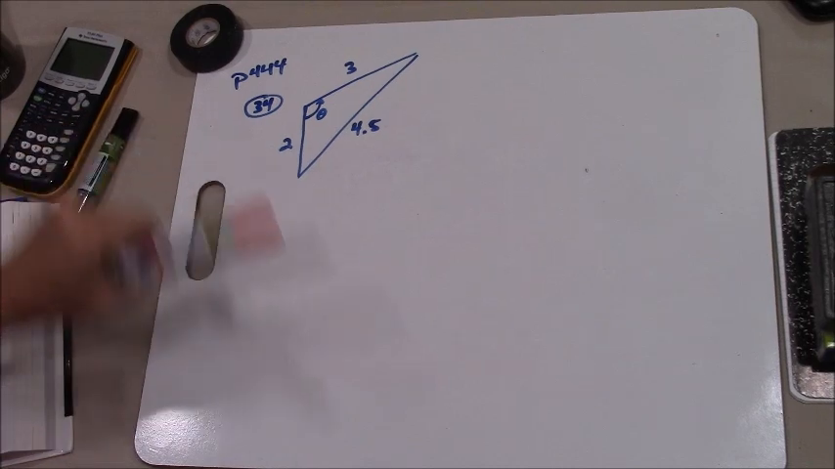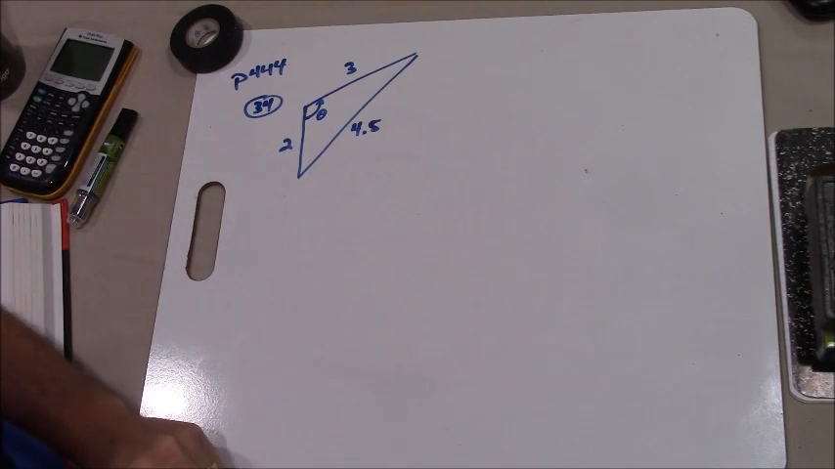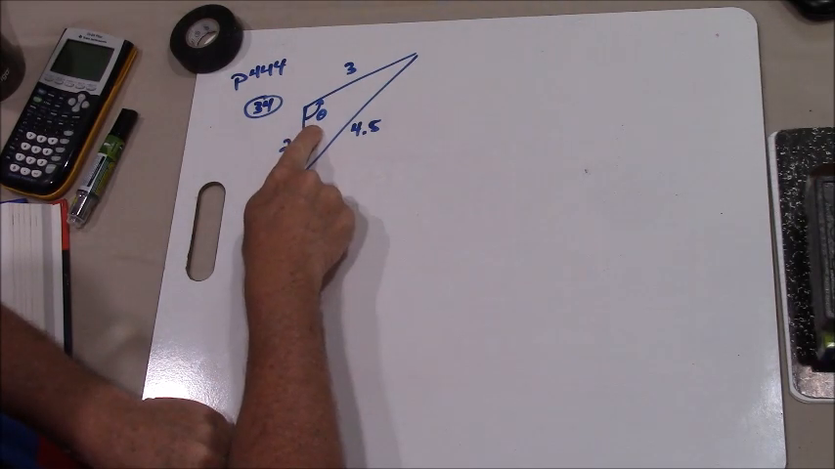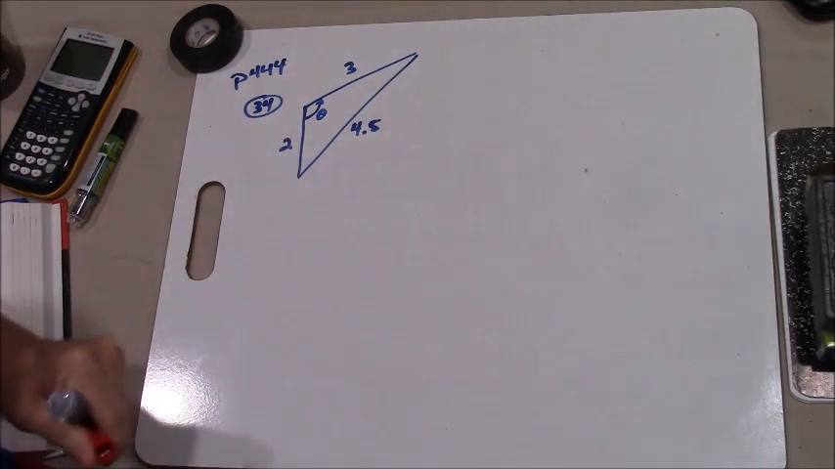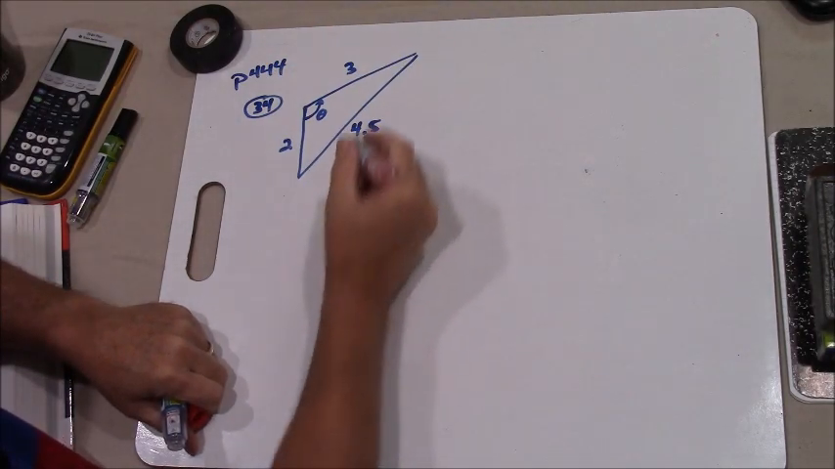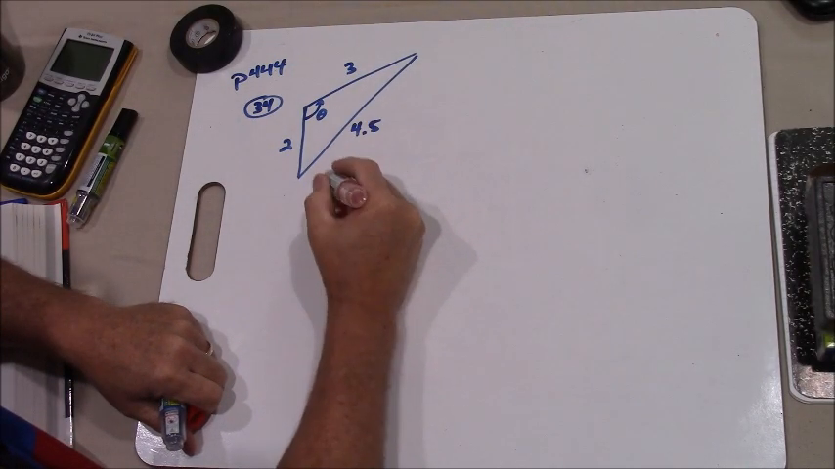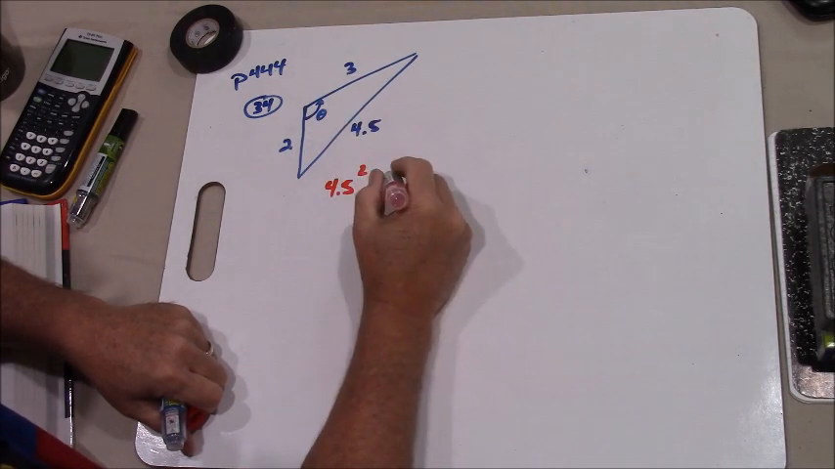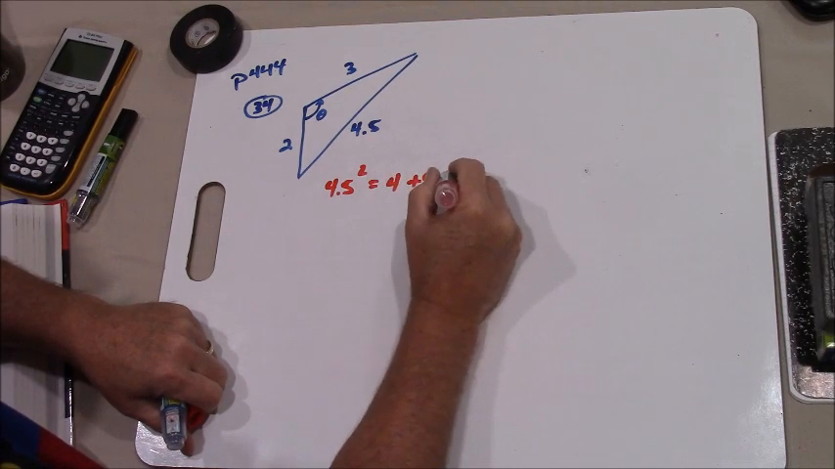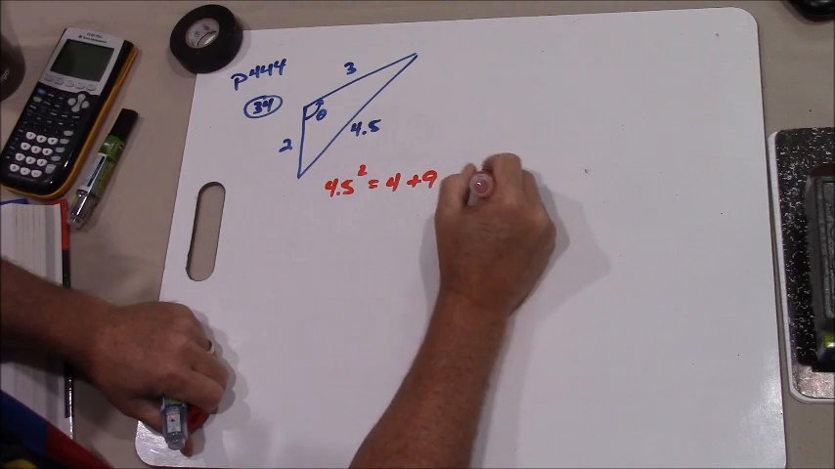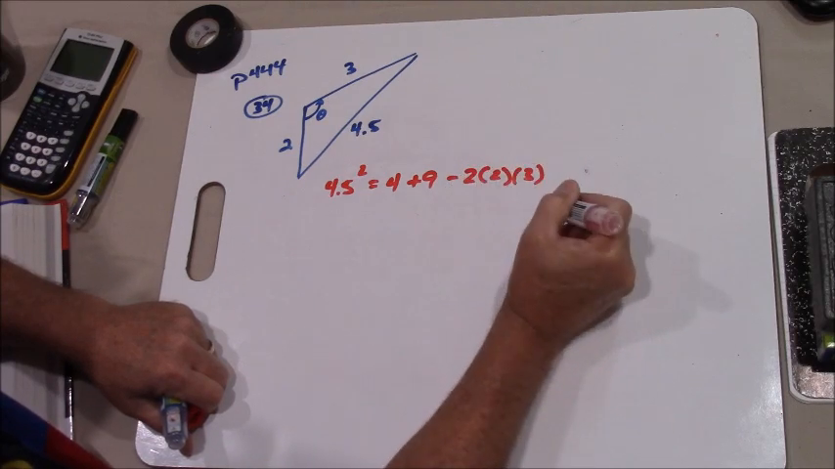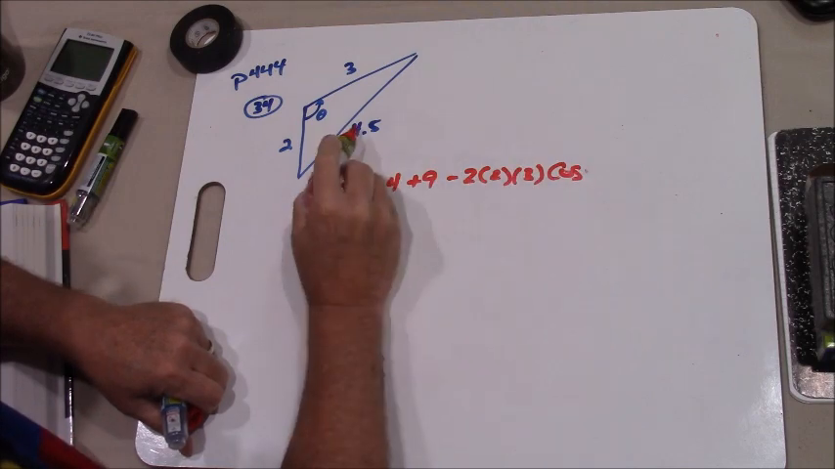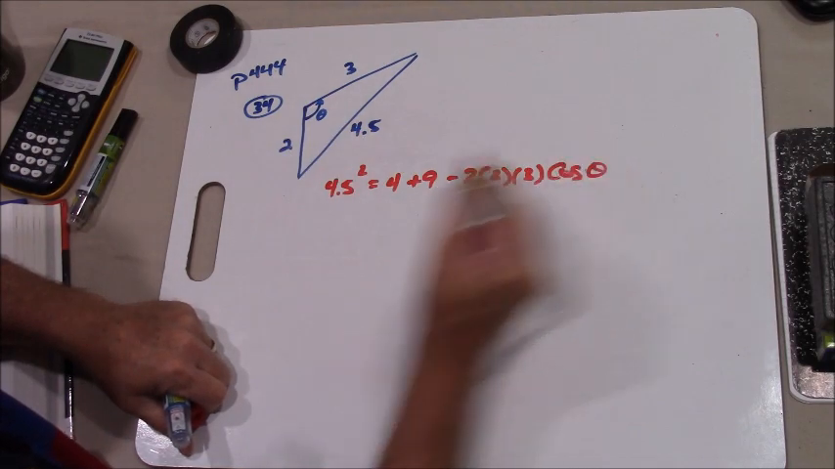I'm not sure that this is really a story problem. This is more like, here's a picture, find the missing angle. But we would look at that and say, if I'm looking for that angle, I'll leave it as theta. I know that if I take any side and square it, that equals the other two sides squared and added together, minus twice the product of those two sides times the cosine of the angle that's opposite 4.5, which is theta. That's the piece we're looking for.